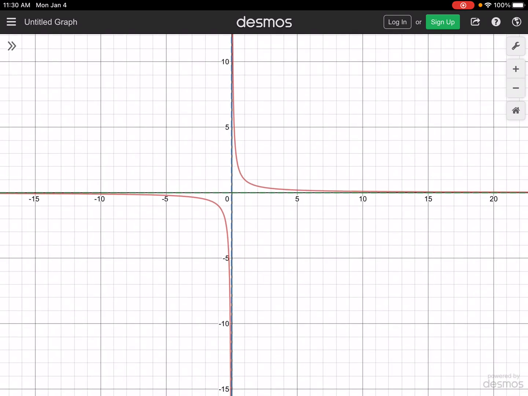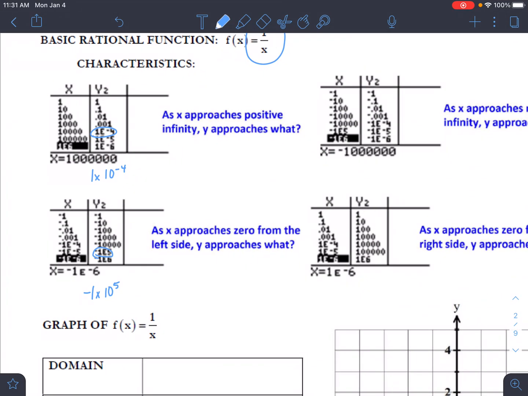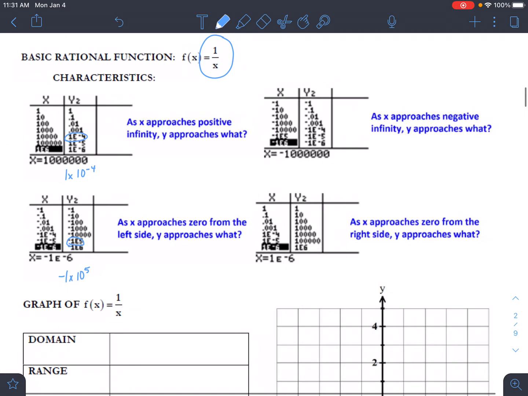As we come from the left, we're going towards negative infinity, and as we come from the right, we're going towards positive infinity. This actually makes sense. If I plug into 1 over x, 1 over 1/2 is 2, so it's actually getting bigger. 1 over 1/10 is 10. Again, the general idea of what these look like is what you need.